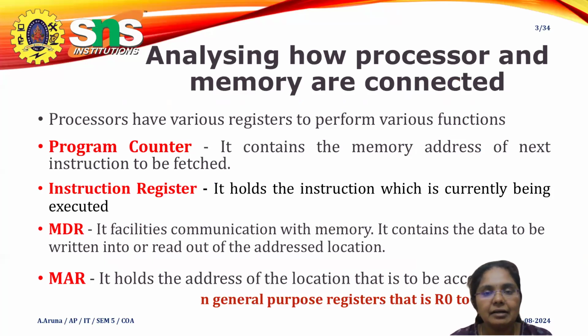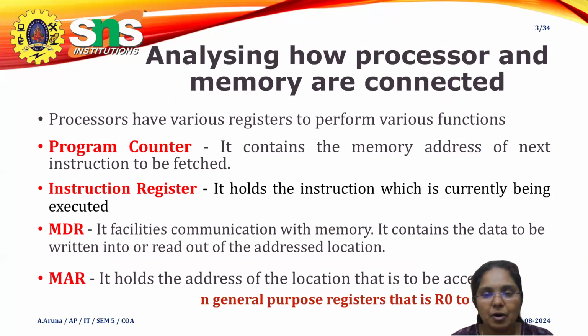Before going to that, we have to analyze how the processor and memory are connected, because both of these are storage places for storing data. The processor also has registers. While processing any data, all our data can be moved from memory to the processor. Once the operation is completed, the data can be written back to the memory. So both of these are interconnected while executing an instruction, and they have various functions.